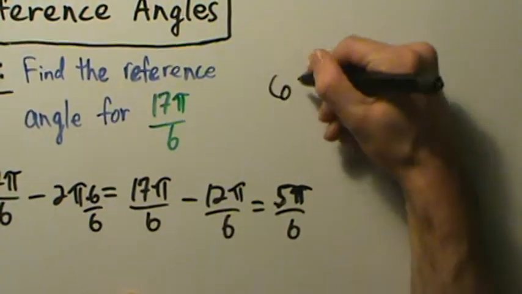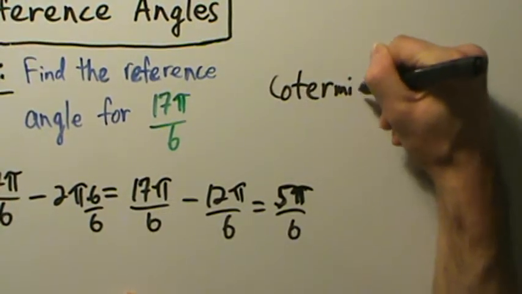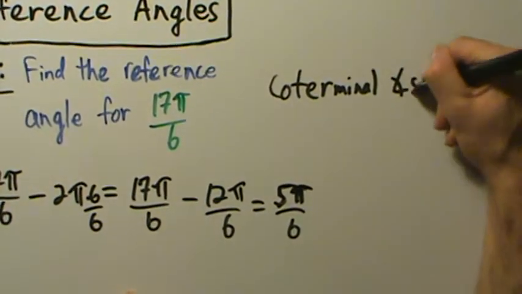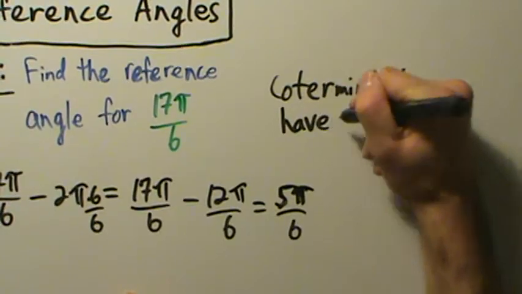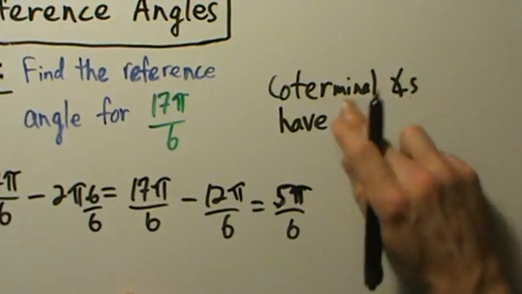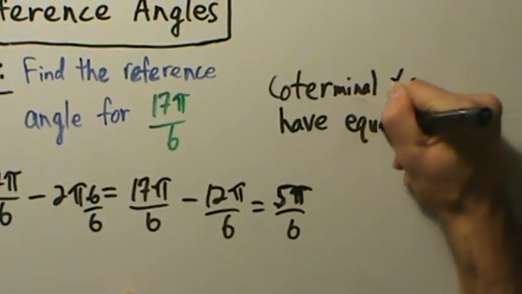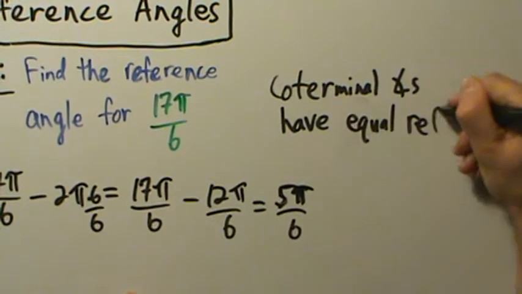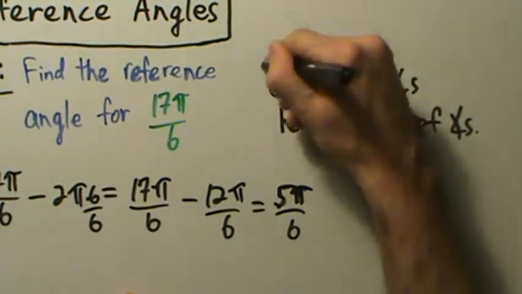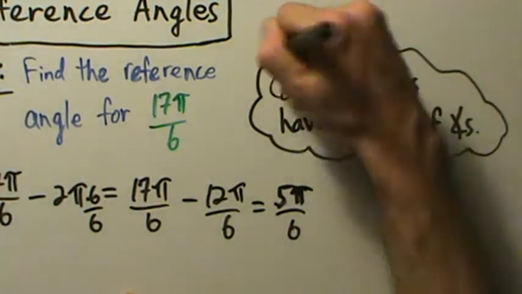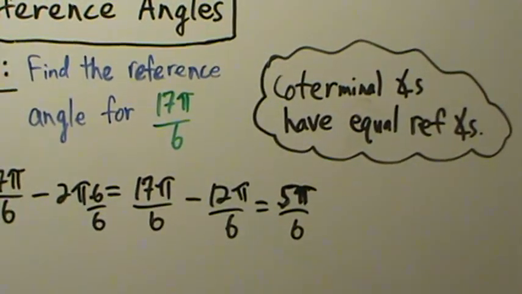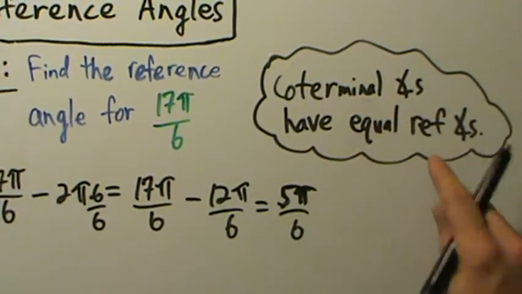So maybe that's worth writing down. Coterminal angles have equal reference angles. Okay, so coterminal angles have equal reference angles. So we'll put a big old fluffy cloud around that because that's kind of important.